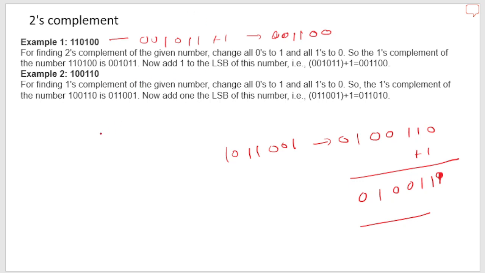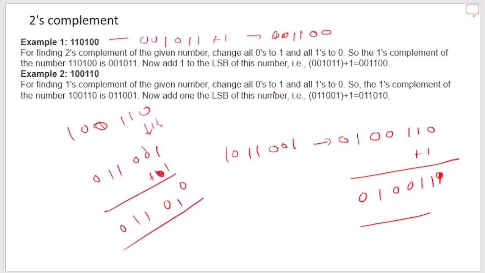Similarly here 1 0 1 0 0 1 1 0. So first the 1's complement. The 1's complement is 1 0 0 1 1 0. Now I will add 1. Adding 1 gives 1 1 0, carry 1, 1 0 1 1 0. So it is the 2's complement of this. Okay guys, it is simple. Hope you understood.